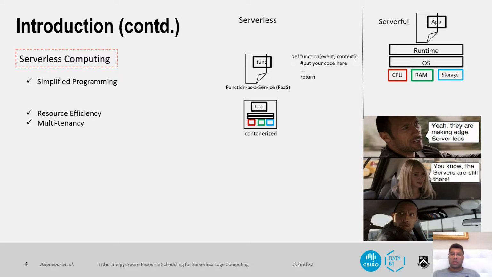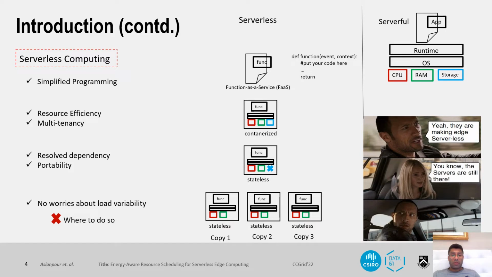Then the serverless platform will containerize your code as a function, which brings multi-tenancy and resource efficiency. Then it makes your function stateless by removing the state and storage, which is the best material for portability and moving around. Serverless platforms also handle load variability for you. They increase the number of replicas you need for a function and decrease it whenever needed, but they don't know where to put the new instances, which is another problem of resources scheduling and energy awareness.